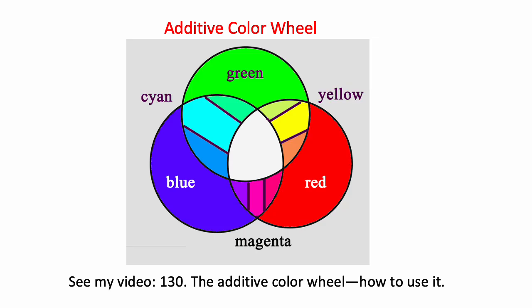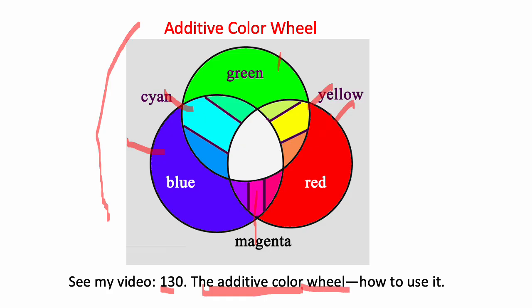Since we're going to talk about the color of the sun and the color of the sky, we're actually talking about the color of light. So we need to use the additive color wheel. The primary colors in this wheel are blue, green, and red, just like the cones in our eyes that see light. The secondary colors are cyan, yellow, and magenta, which are also the colors of the ink in our printers. And how these relate are discussed in my video 130 about the additive color wheel.